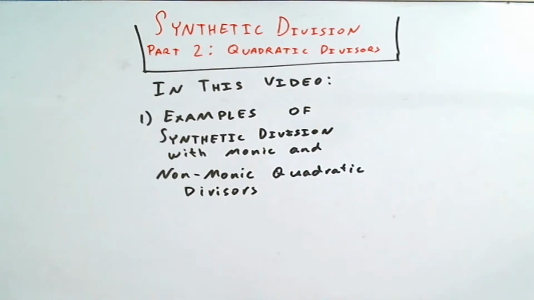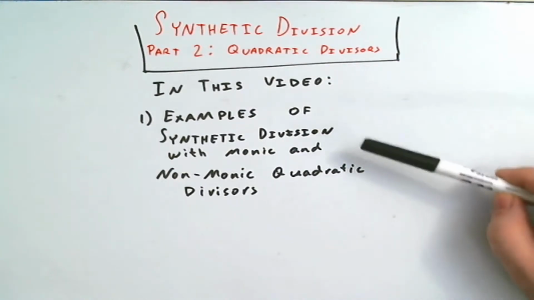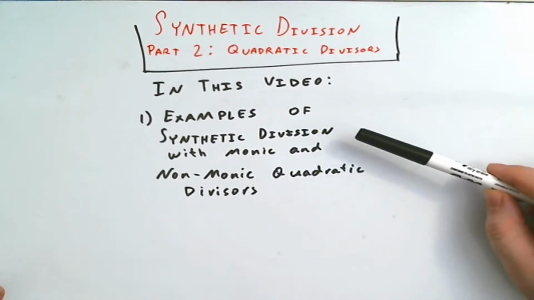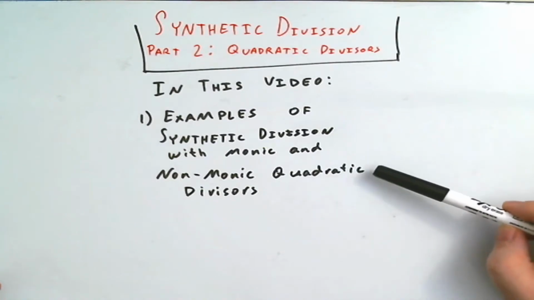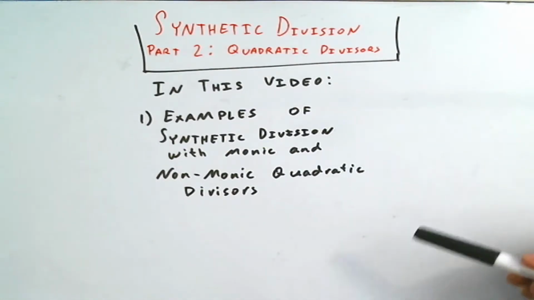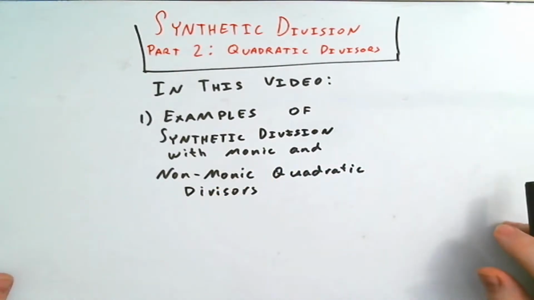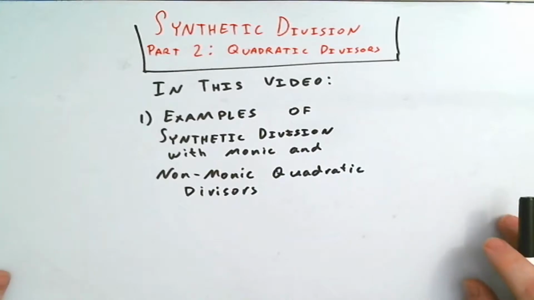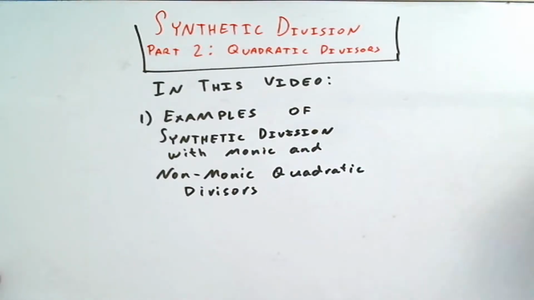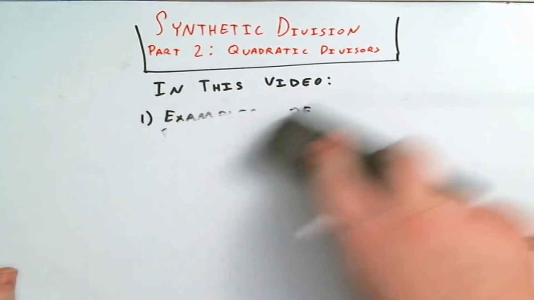So today in this video, we're just going to be doing examples of synthetic division with both monic and non-monic quadratic divisors. Again, a refresher on the definition: monic simply means the leading coefficient is 1, and non-monic means the leading coefficient is not 1. Okay, so let's dive right into the exercises.